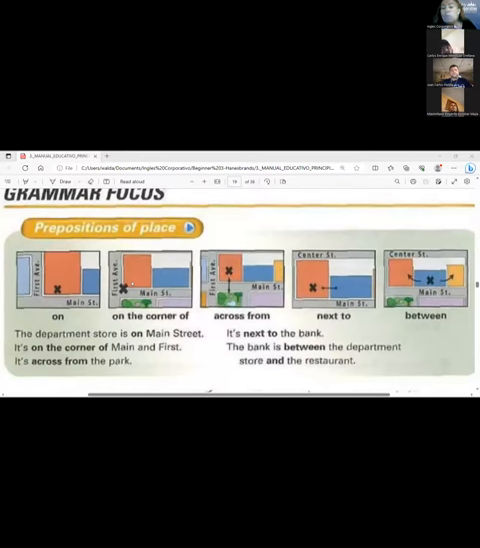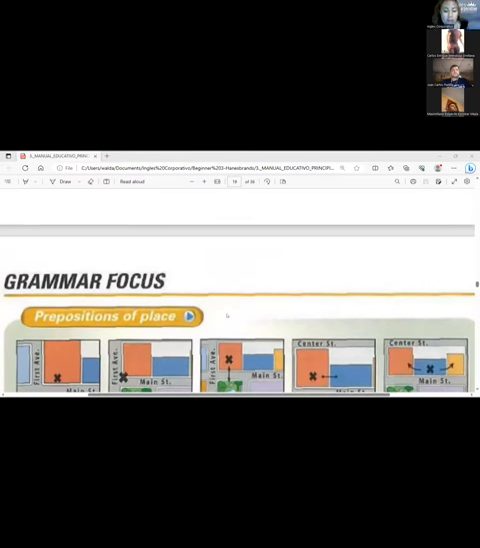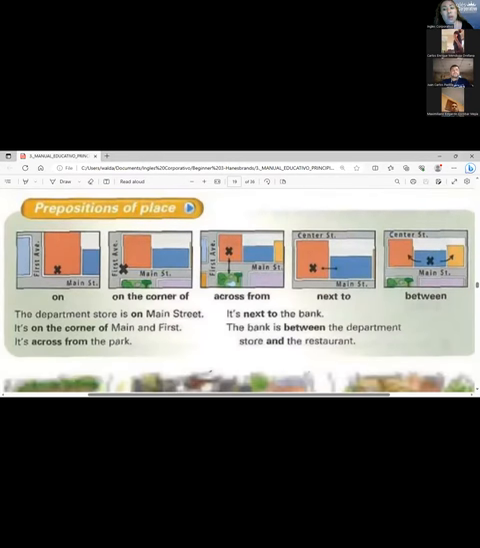So yesterday we started talking a little bit about how to ask for directions for different places in a city. You know, we have like the bank and the supermarket and the restrooms and so on. So let's talk about, first of all, prepositions of place. So we have prepositions of place. The first word is on.